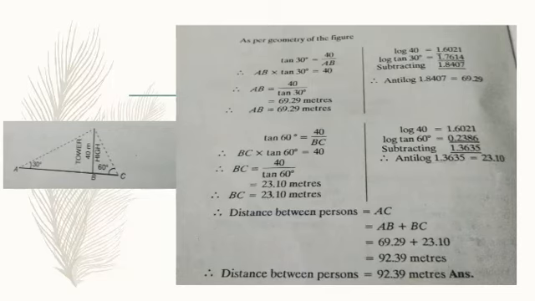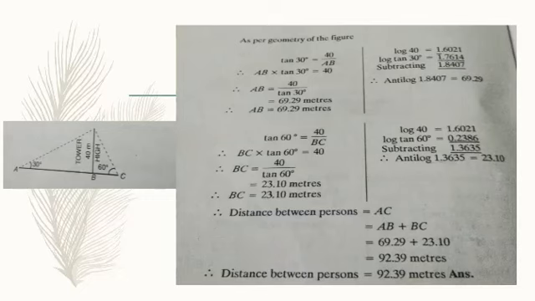BC into tan 60 is equal to 40. BC is equal to 40 divided by tan 60. Value of tan 60 is root 3. If you substitute it, you get 23.10 meters. So therefore, distance from B to C is 23.10 meters, whereas distance from A to B is 69.29 meters. The total distance is AC, A person to C person.